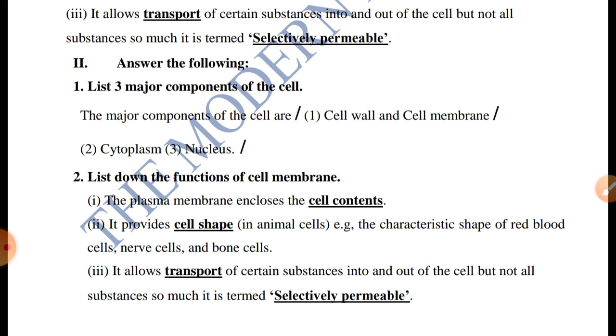So cell wall, cell membrane only it is there. So the transportation of nutrients or the needed substances takes place by the cell membrane. So it is called selectively permeable. So here there are two questions for you.